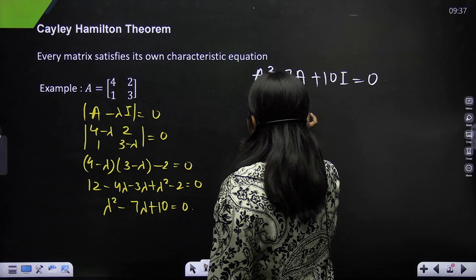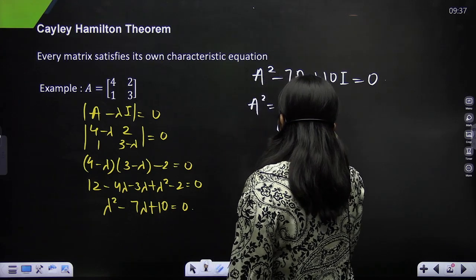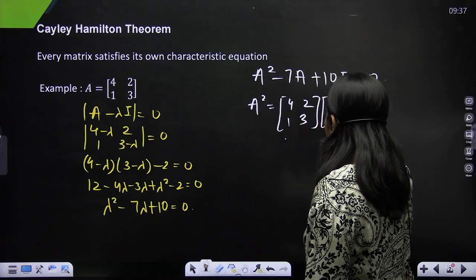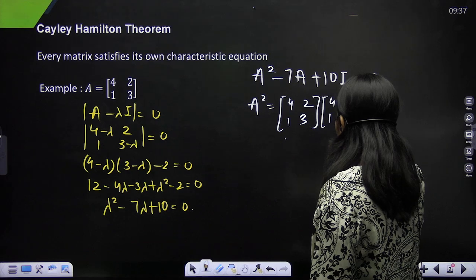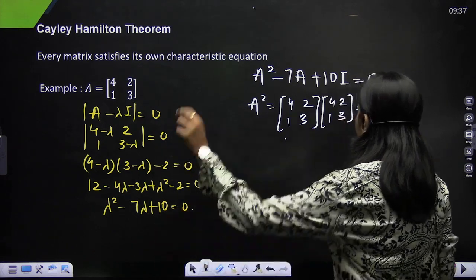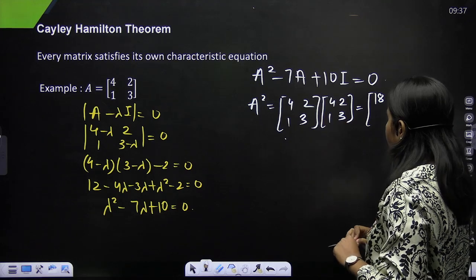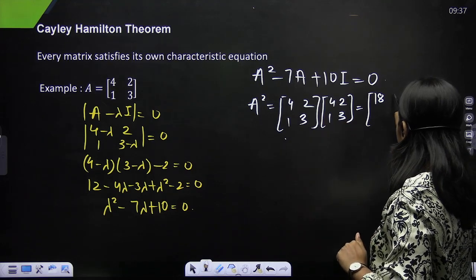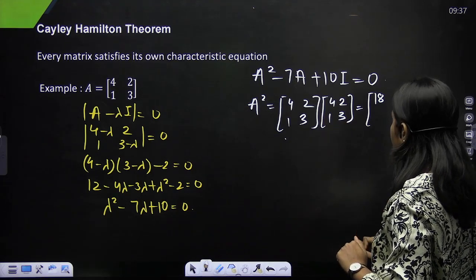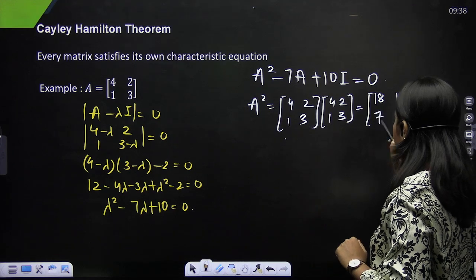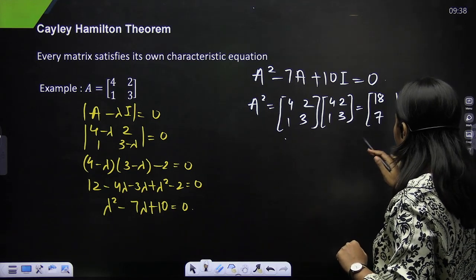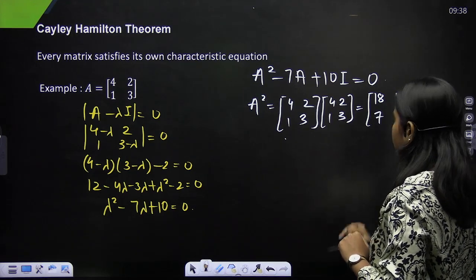A square would be [4 2; 1 3] into [4 2; 1 3]. On multiplication, what would I get? 4 4s are 16, plus 2 is 18. 4 2s are 8 and 2 3s are 6, that means 14. 4 plus 3 is 7, and then we'll have 2 plus 9, that would be 11. That is your A square.